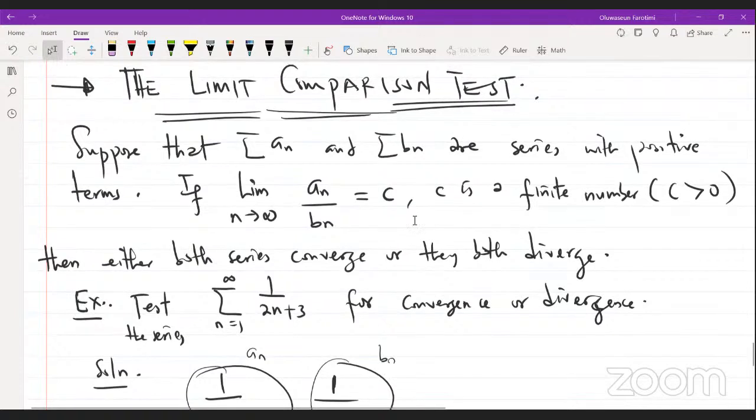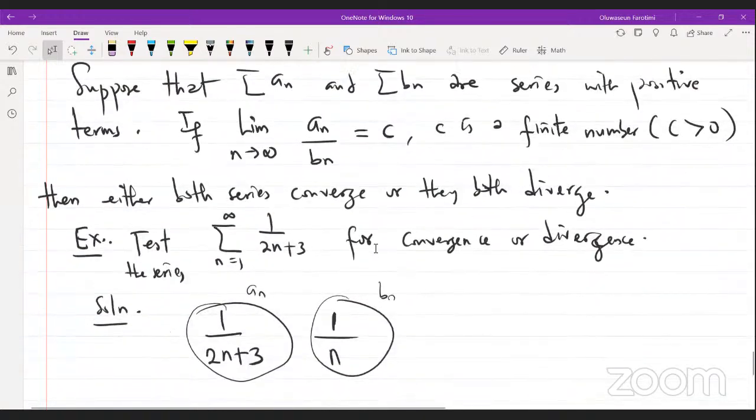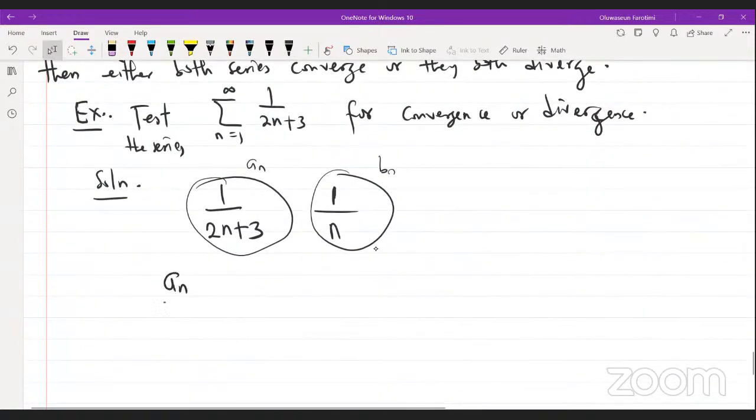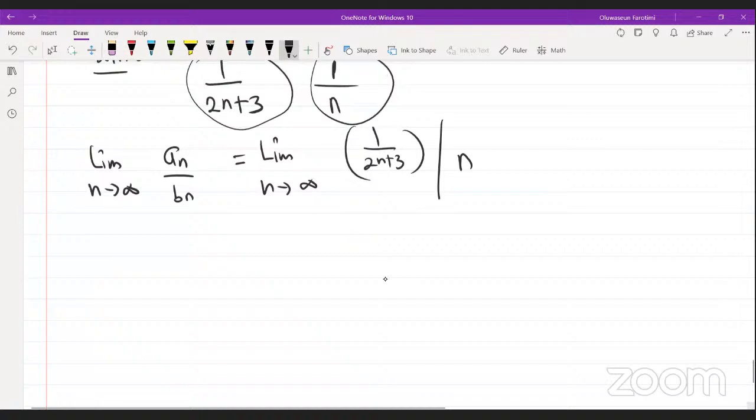Now, what does this limit comparison test, which is called LCT, tell us? What should I do right now? I'm going to do an over bn, but I have to consider the limit as n goes large. What is an? You have 1 over 2n plus 3, divided by bn, which is 1 over n. So I'm going to have the limit as n goes large of n divided by 2n plus 3.